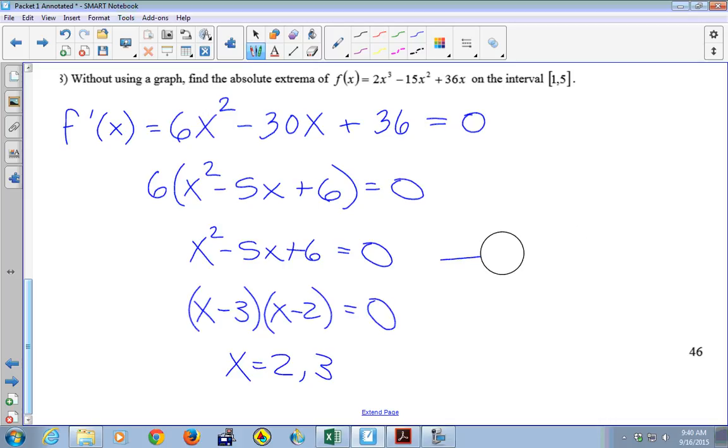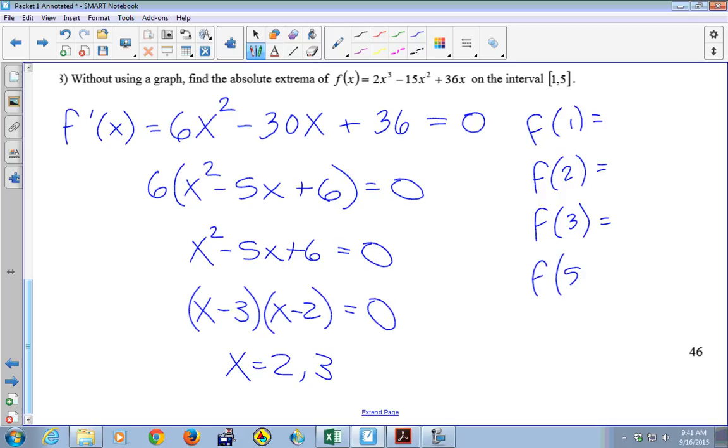Yeah, so now you plug 2 and 3 back into the original formula to find out, we want to find the highest and lowest point on the whole graph, right? So I'm going to do f of 2 and f of 3. I'm going to get their y values. And then I also want the y values at the endpoints of the interval. So f of 1 and f of 5. The biggest one is going to be the global maximum on that interval. And the smallest one will be the global minimum, or absolute maximum and absolute minimum.